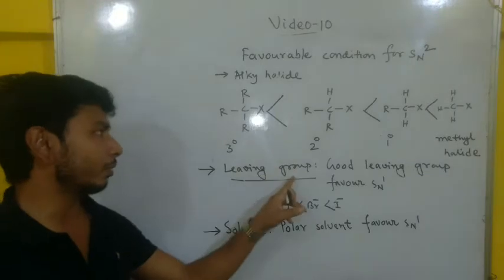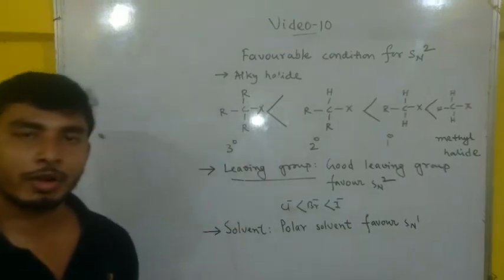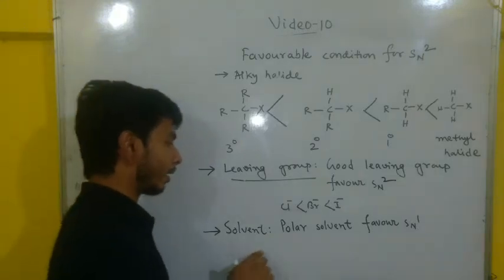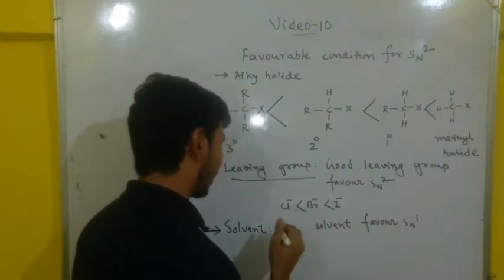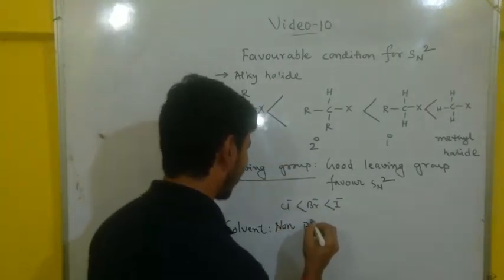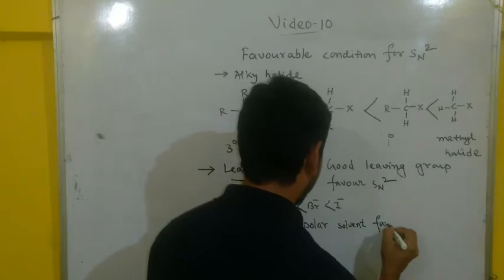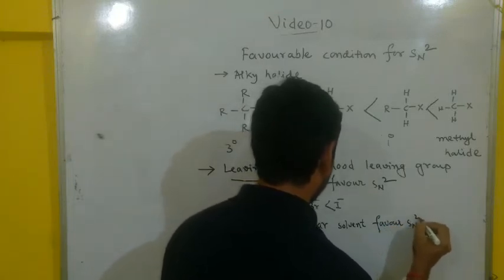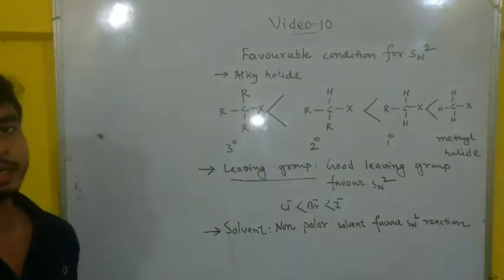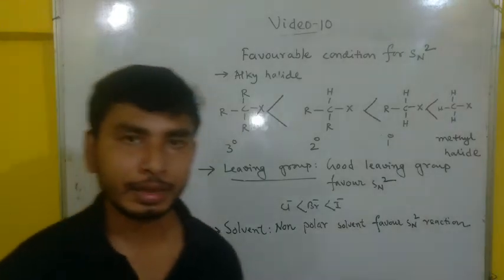Next point is the leaving group. Here also a good leaving group favors SN2 reaction. A good leaving group favors both SN1 and SN2 reaction. Next is solvent. Here non-polar solvent favors SN2 reaction. So these are some important points on which SN2 reaction depends. So this is about our SN1 and SN2 reactions.